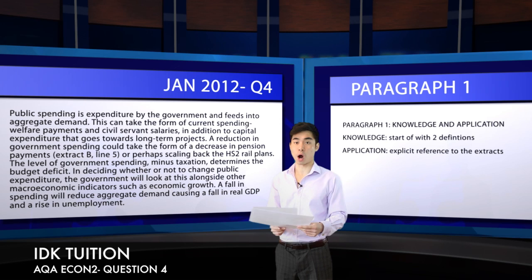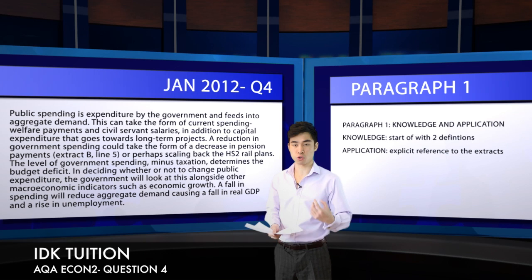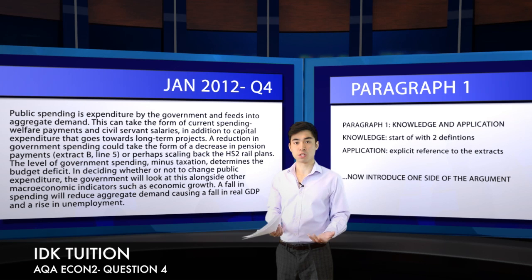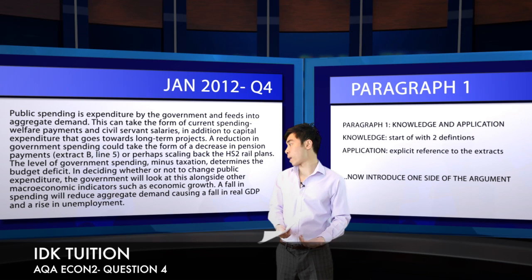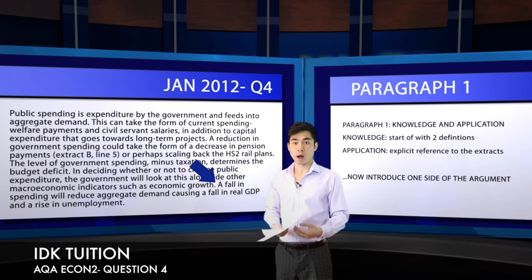Now we're going to set up our second paragraph by introducing the key concept here. So it's a question on public expenditure. It's a question on the government deficit and what would happen if we cut government spending. And it's very obvious here that a cut in government spending is going to reduce aggregate demand. And generally speaking, this is going to have a negative effect on the level of activity within the economy.